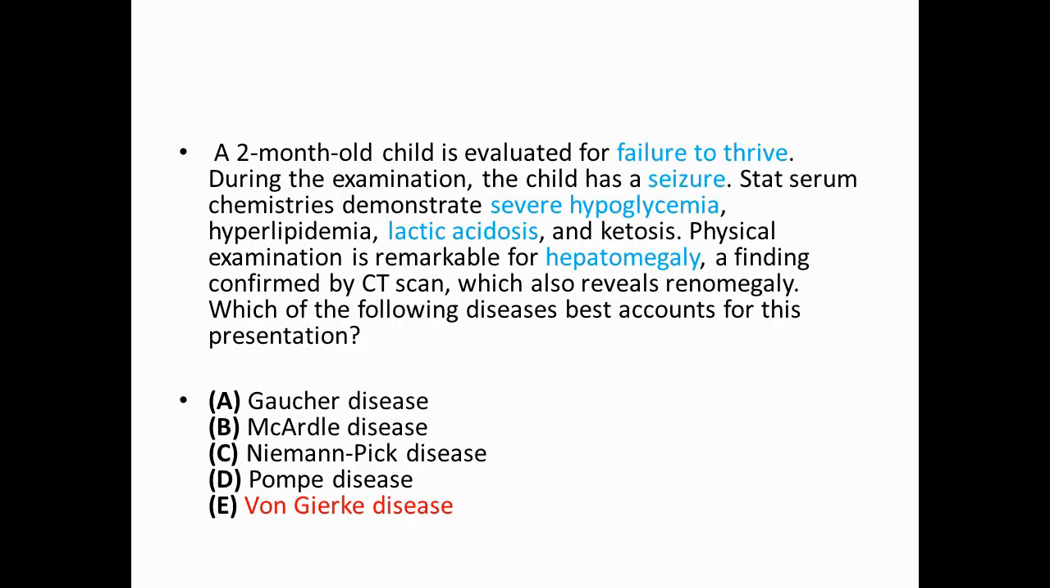So this is the question that we have seen in the starting of this video. So in this question, there are certain key points like failure to thrive, seizures, severe hypoglycemia, lactic acidosis, and hepatomegaly. All this leads to one only enzyme deficiency, which is glucose 6 phosphate enzyme deficiency, which is only found in liver. So this suggests the answer von Gierke's disease.